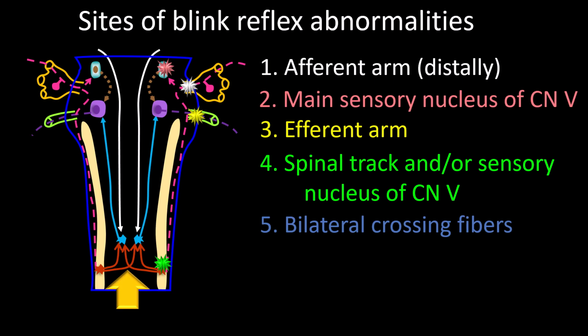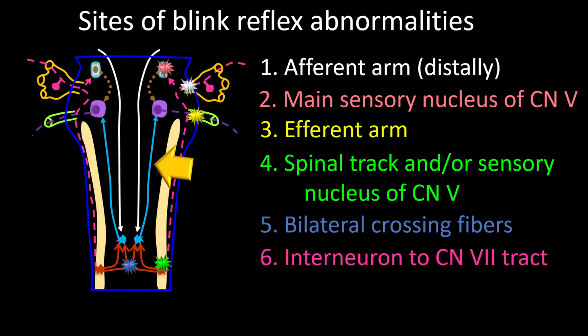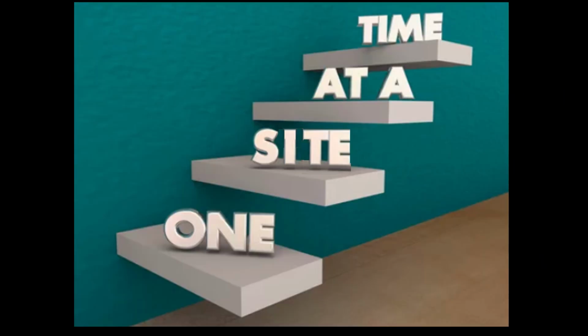The fifth site corresponds to a lesion involving the fibers from the neurons in both spinal nuclei traveling towards the interneurons in the opposite side and sparing their ipsilateral connections, as indicated by the blue burst. And the sixth site corresponds to the tract connecting interneurons and the ipsilateral cranial nerve 7 nucleus, as indicated by the magenta burst. Now we will look at the blink reflex patterns produced by these lesions one site at a time.